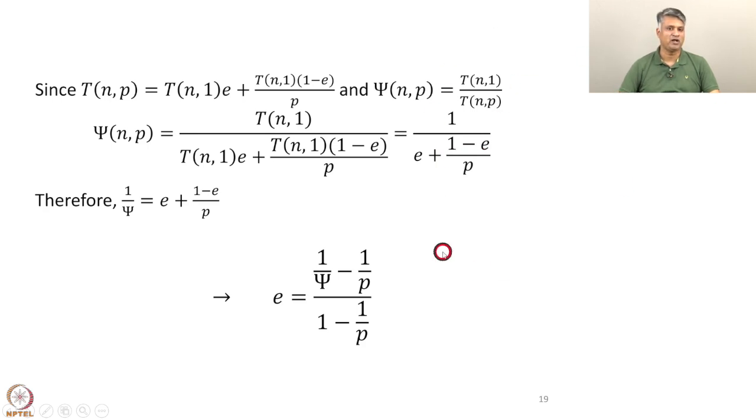Hence, you have 1 over psi equal to E plus (1 minus E) by P, and the experimentally determined E is (1 over psi, which is the speedup, minus 1 by P) over (1 minus 1 by P). In this expression, the thing that is measurable through experiments is the speedup. We know the number of processors P, and hence we can now determine the experimentally determined serial fraction E.